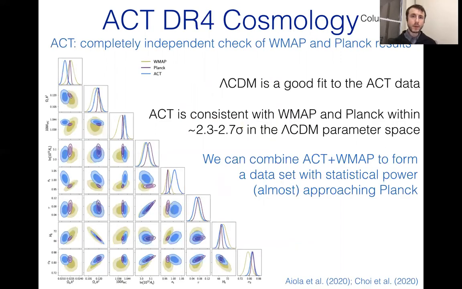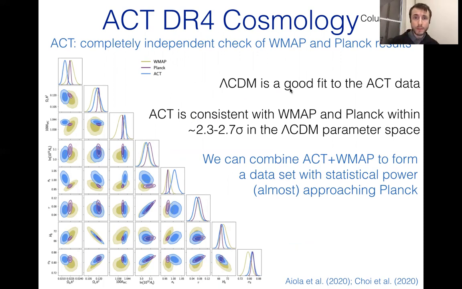Okay, so let's get into some of the quantitative details. One of the great things about ACT, first of all, is that it's a completely independent check of the satellite data from WMAP and Planck, which at this point, we're starting to have comparable statistical precision to those experiments. In fact, we are, I think, better than WMAP on a number of parameters.